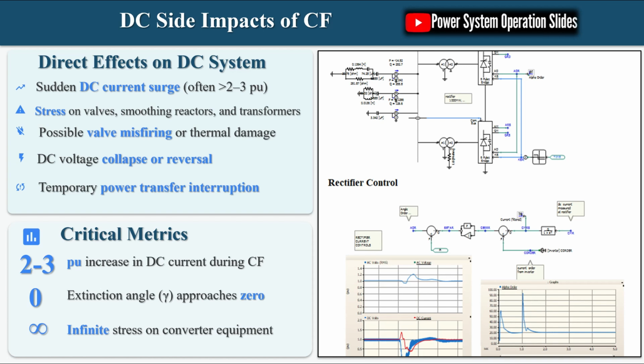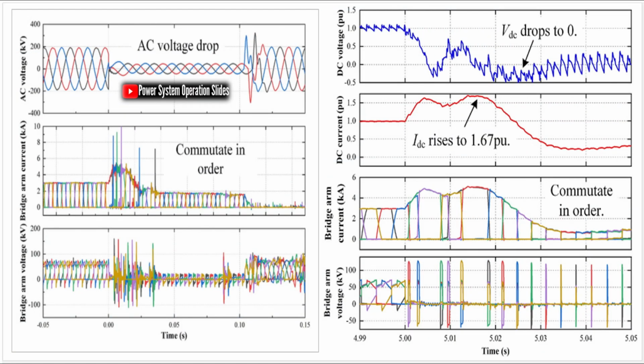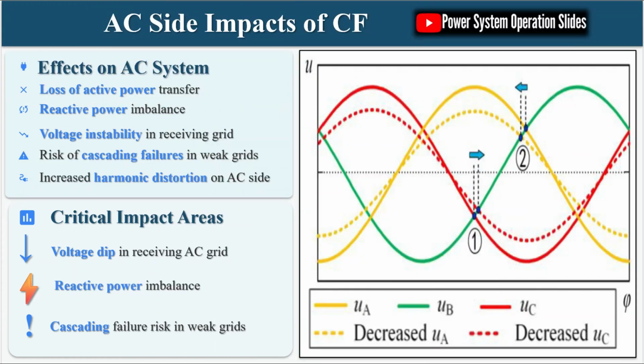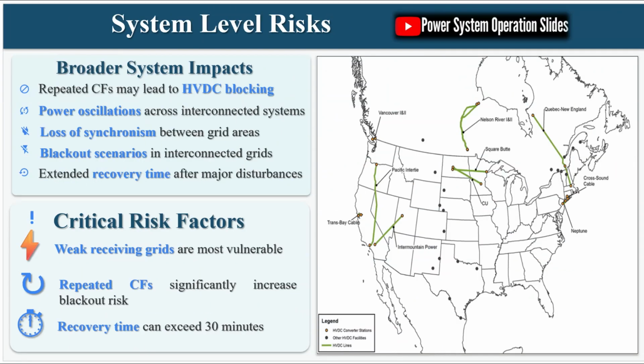Impacts and risks of commutation failure. The physical effects of commutation failure are significant and can be observed on both the DC and AC sides of the system. During CF, two valves in the same bridge arm conduct simultaneously, creating a short circuit on the AC side of the converter. This results in a sharp rise in DC current, often exceeding 2 to 3 per unit, collapse or reversal of DC voltage, and temporary interruption of power transfer.